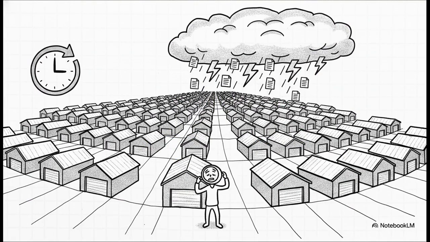Fourth on our list, wide column stores, like Cassandra. Now, don't confuse these with the column-oriented databases we just talked about. Cassandra acts more like a massive, sprawling city of identical warehouses where writes are blazing fast. It uses a masterless architecture to achieve linear horizontal scalability. And its ultimate superpower? Tunable consistency per query.